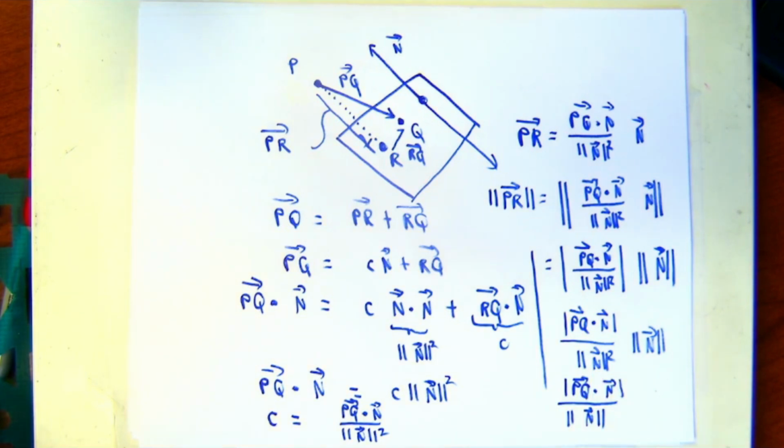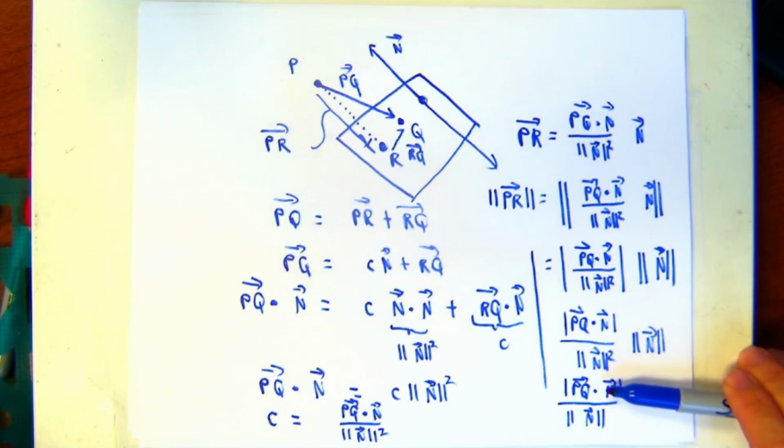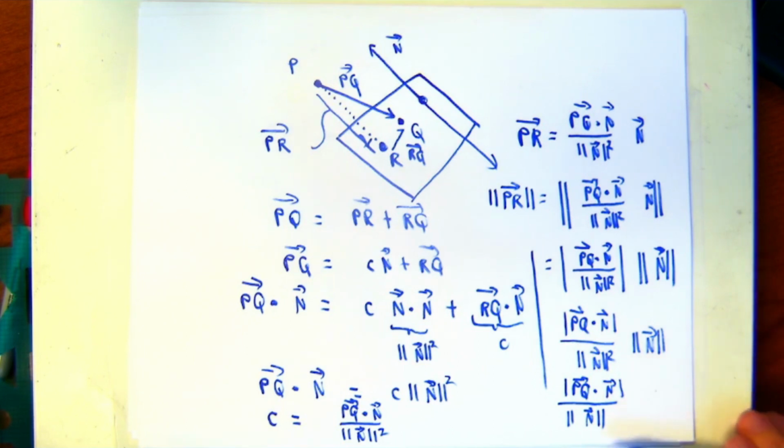If you give me a plane with normal vector n and a point P that is not in that plane, and I'd like to know the perpendicular distance from point P to the plane, here's what I do. Find a point of the plane, Q, any point in the plane will do. Calculate the absolute value of the vector P to Q dot product with n, divide by the length of the normal vector, and you're done. There's the answer.